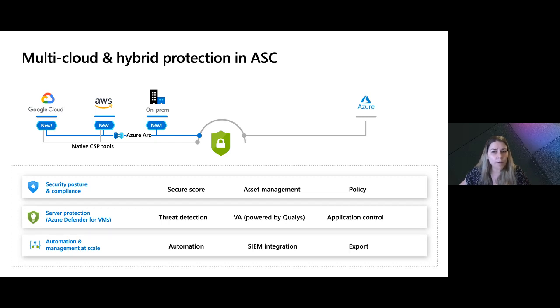When I say native tools, in AWS, we connect to Security Hub, and in Google Cloud, we connect to Command Center. And by that, we collect compliance and assessment data from those environments, which are mainly for PaaS services and network, etc. All of these come together into Secure Score to build one single unified security posture.